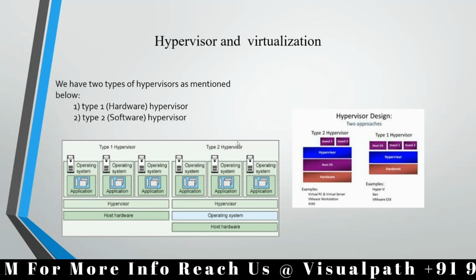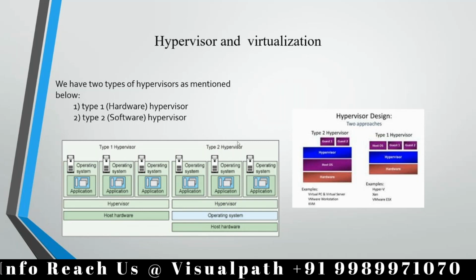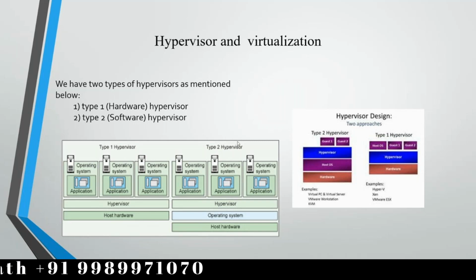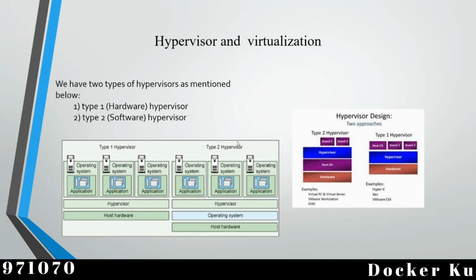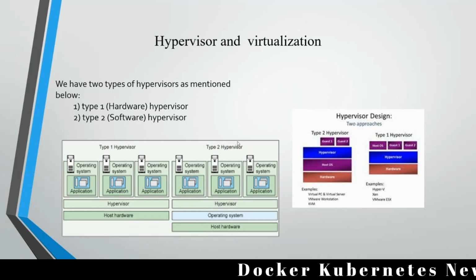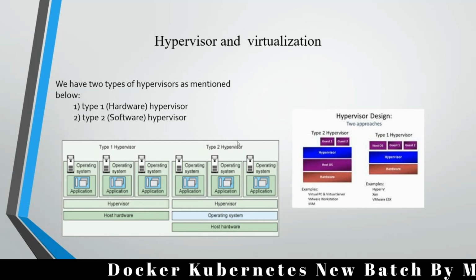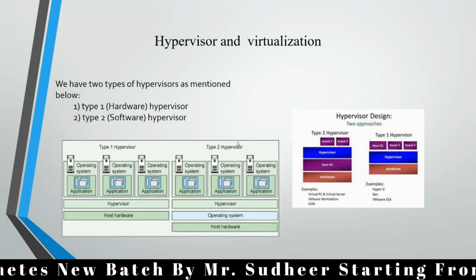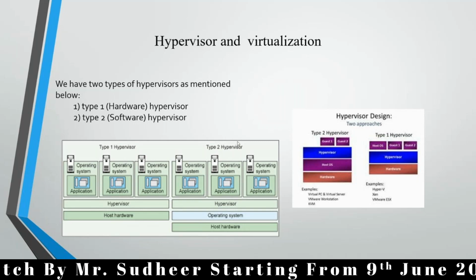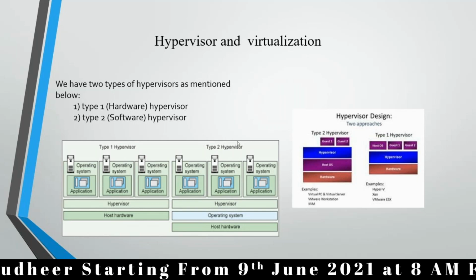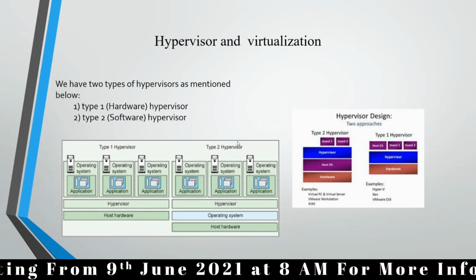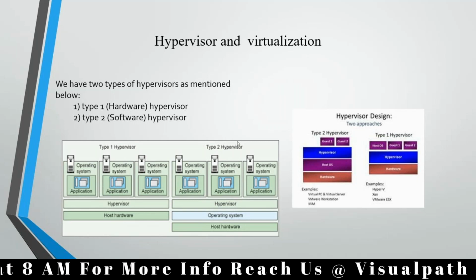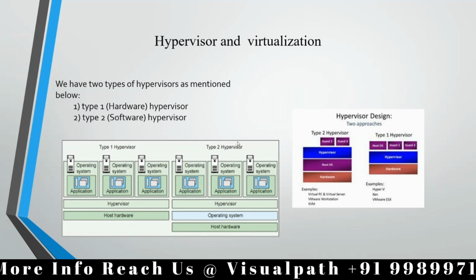Here we have two types of hypervisors: hardware hypervisor and software hypervisor. Type 1 is called a hardware hypervisor. Type 2 is called a software hypervisor. Hardware hypervisor means you don't install any operating system like Linux or Windows. The hypervisor itself is an operating system. For example, VMware ESXi, Hyper-V, Xen. These are the type 1 hypervisors where you take a bare metal server, install the hypervisor, and then run the virtual machine. Simple. So it is called a type 1 hypervisor.